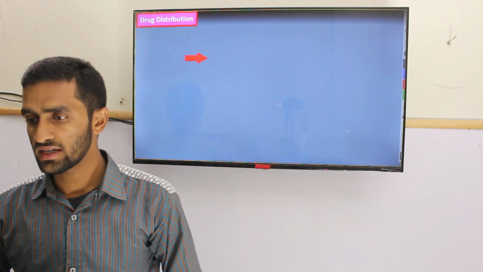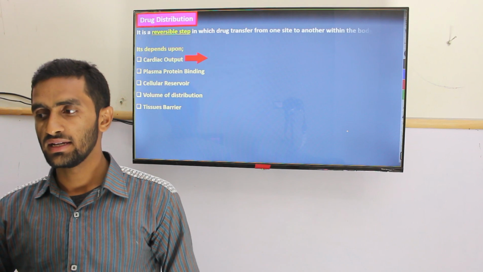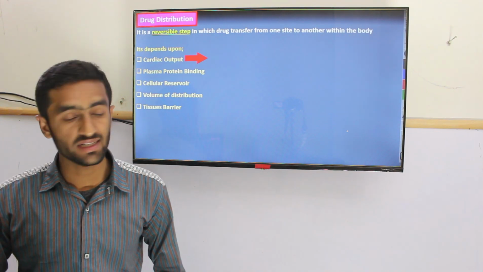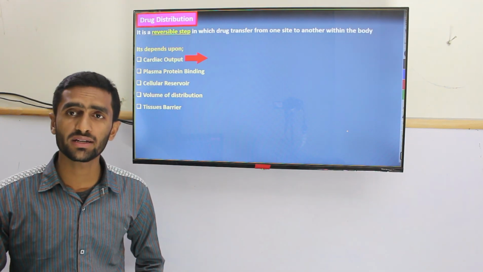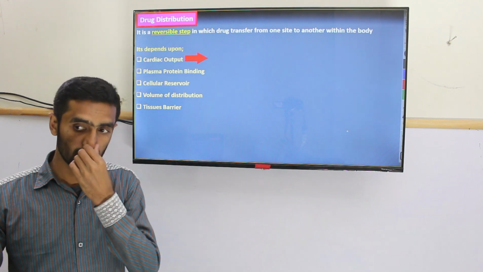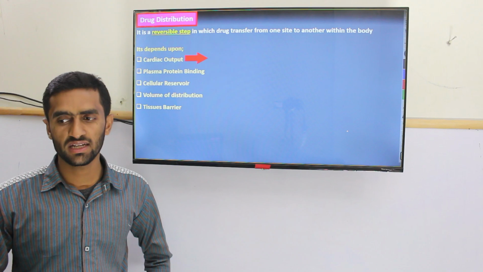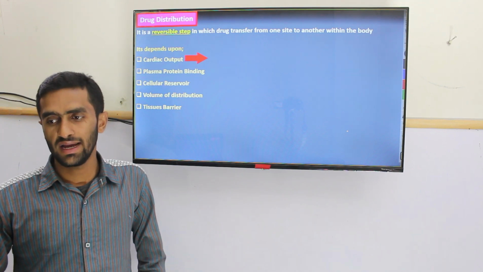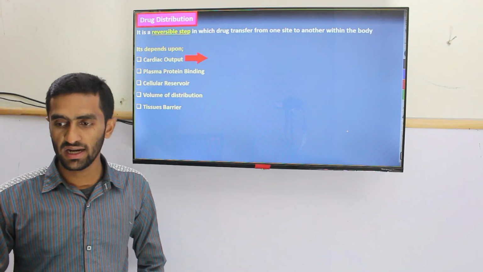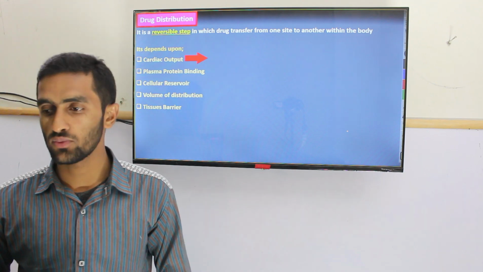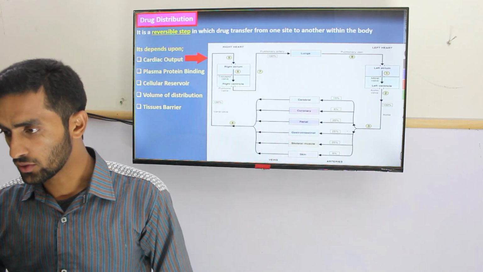So let's see what factors actually affect drug distribution. It depends upon the cardiac output, how much blood is going to a specific tissue. So: cardiac output, plasma protein binding, cellular reservoir, volume of distribution and the tissue barrier. We have to discuss all these points. First, start with the cardiac output.